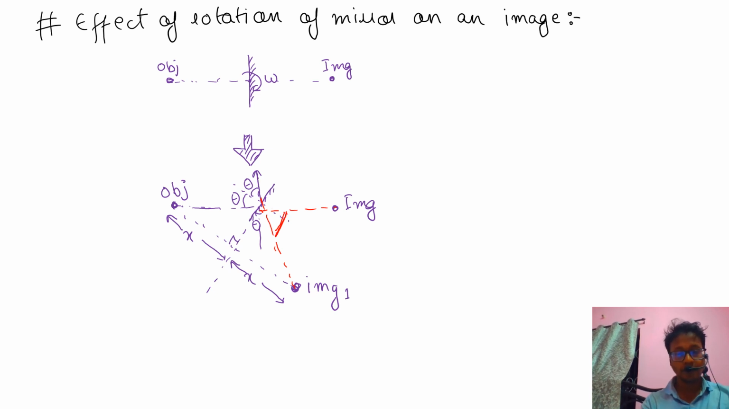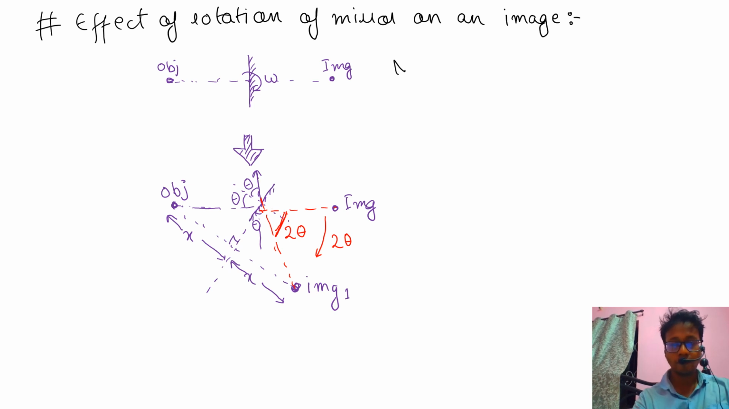See, this angle is nothing but a combination of these two angles by geometry. See, opposite vertices, these two angles become this angle, so this is nothing but 2 theta, and the image rotated by 2 theta clockwise. So can I write down a note?